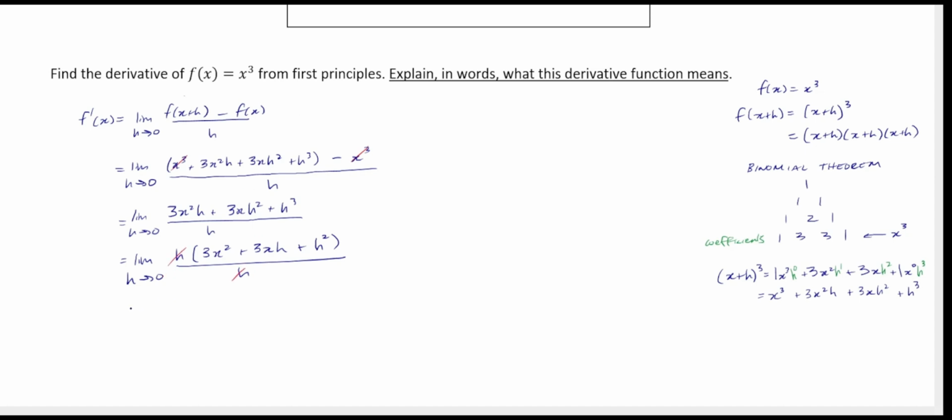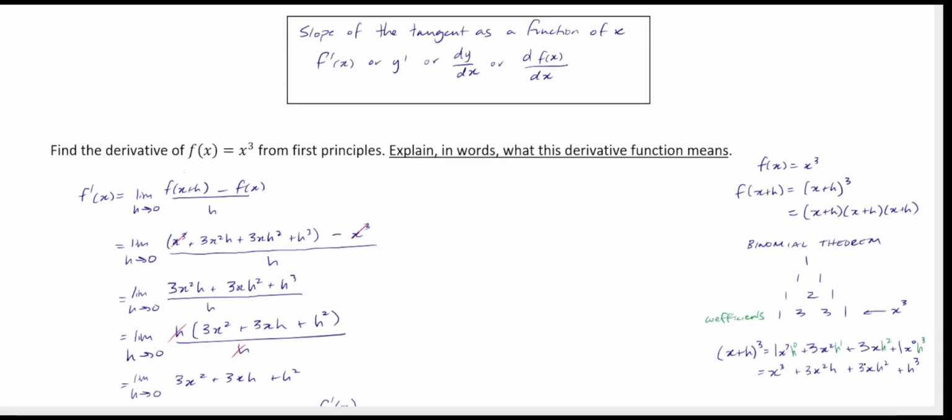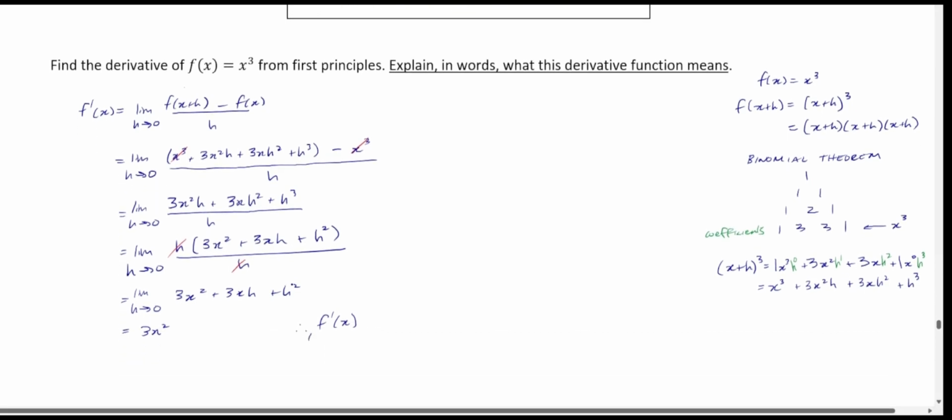This takes us out of the indeterminate quotient. And now I have this limit as h approaches 0 of 3x squared plus 3xh plus h squared. Direct substitution is now possible, and I get 3x squared. So what I can write here is, therefore, f prime at x, or the derivative function, and the derivative function again is slope of the tangent as a function of x. So the slope of the tangent line, depending on the x value, is given by this function, 3x squared.